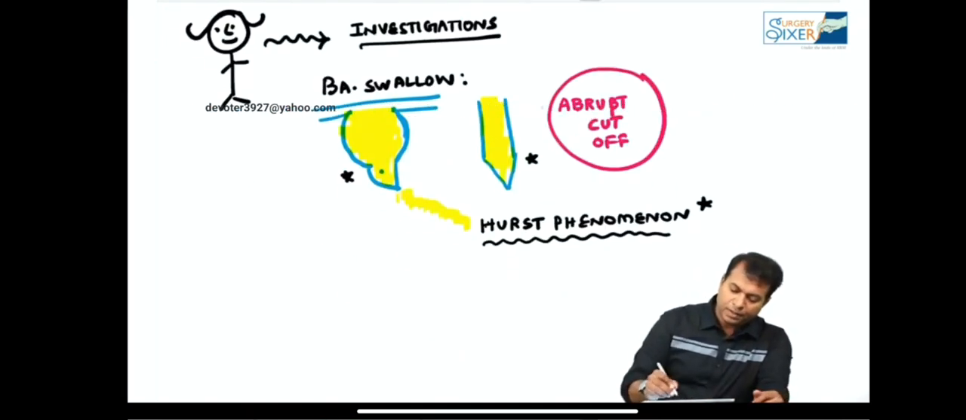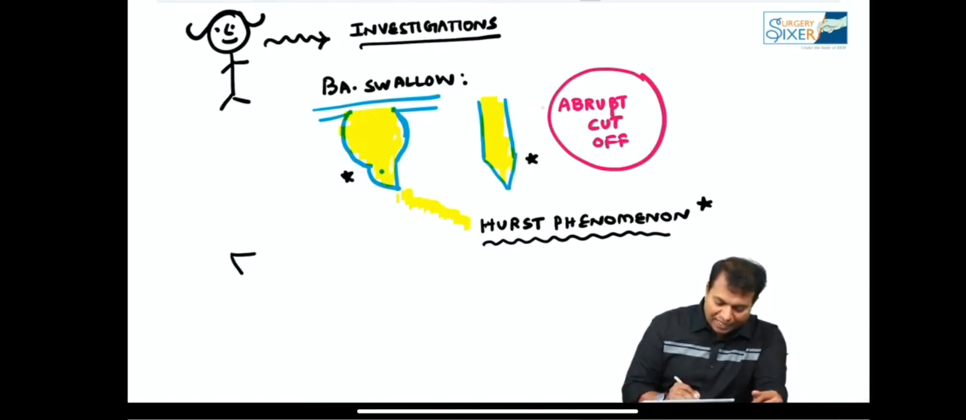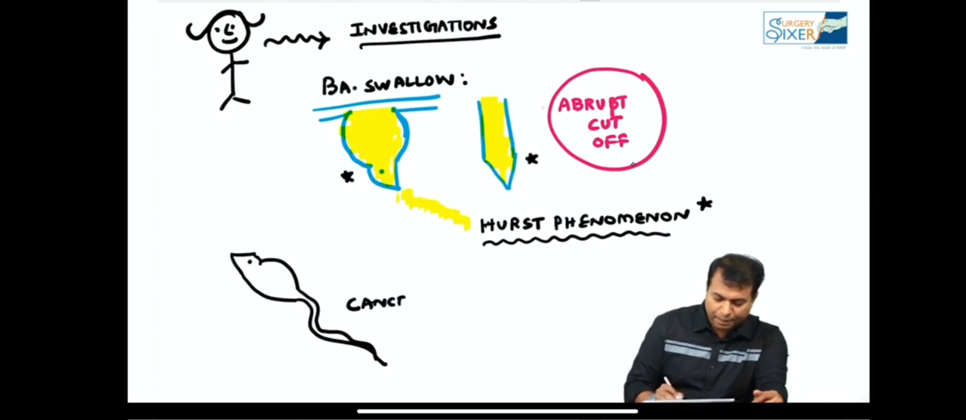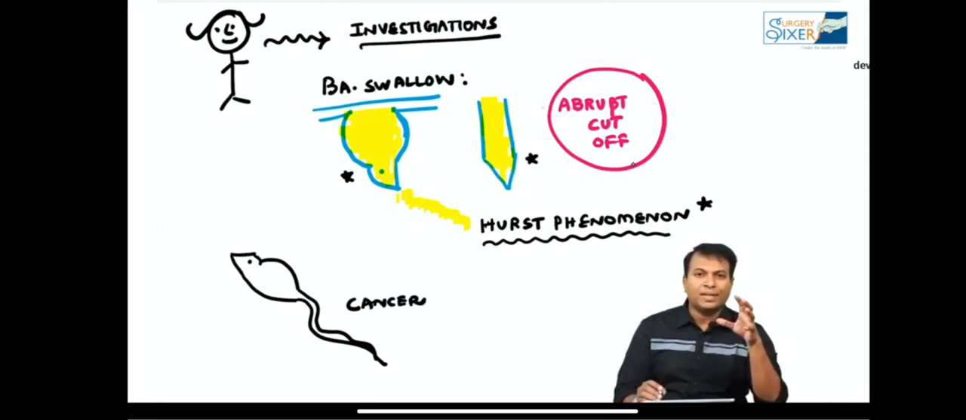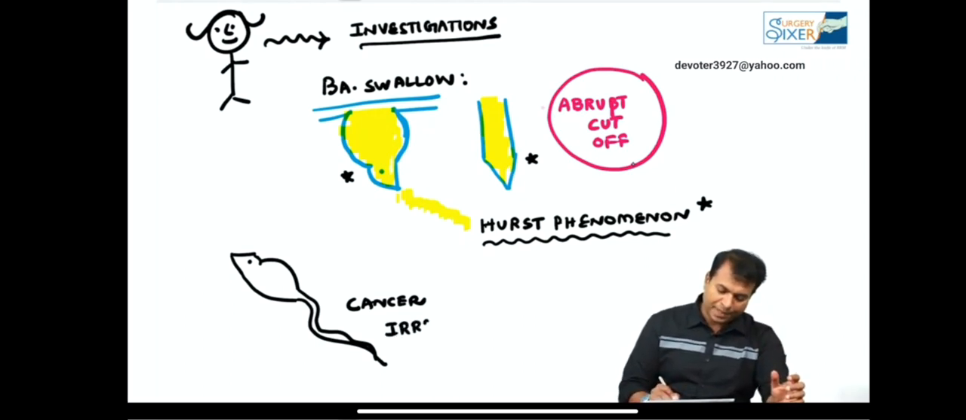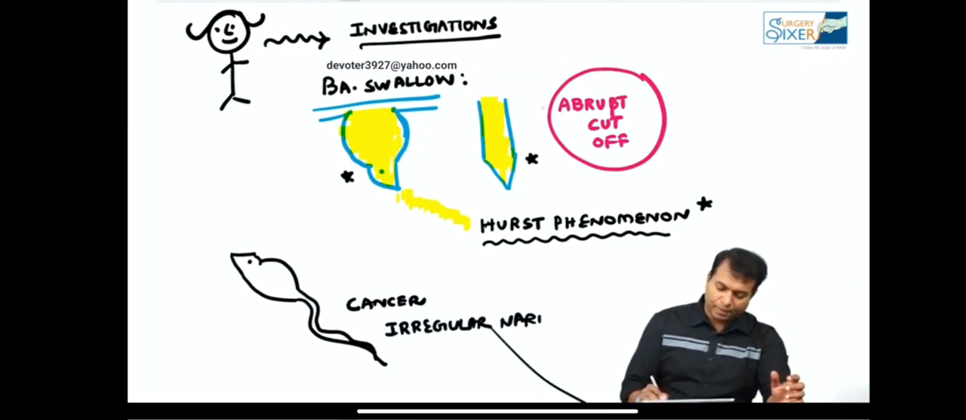Abrupt cutoff is a term actually we use. And please don't get confused with the rat tail. This is rat tail appearance. Rat tail is not seen in achalasia. Rat tail is seen in cancer esophagus. It is also known as rat tail appearance, also known as cancer esophagus appearance, also known as irregular narrowing. That will be irregular narrowing seen.